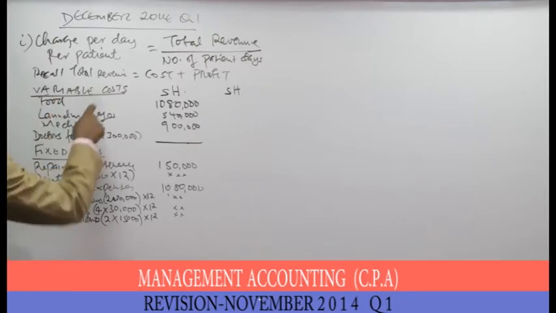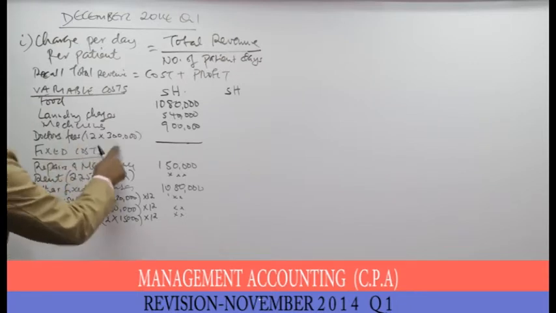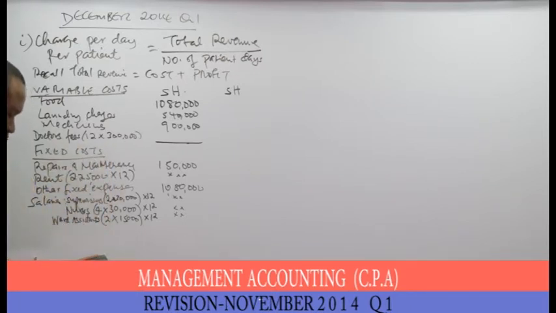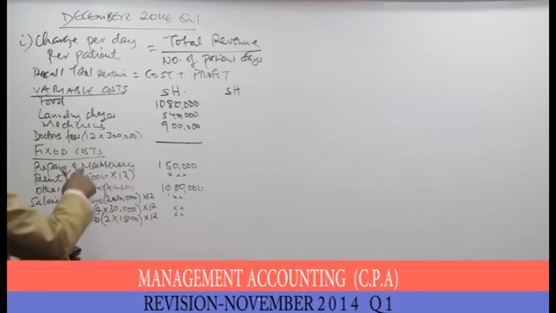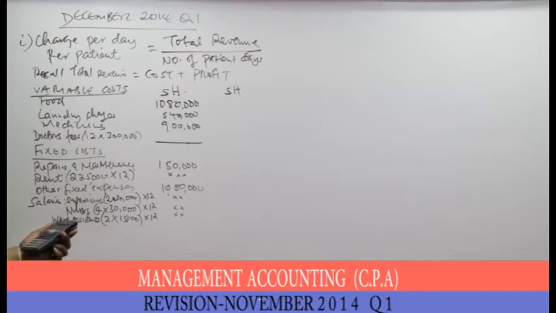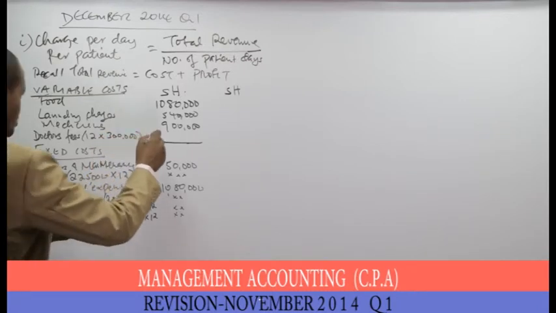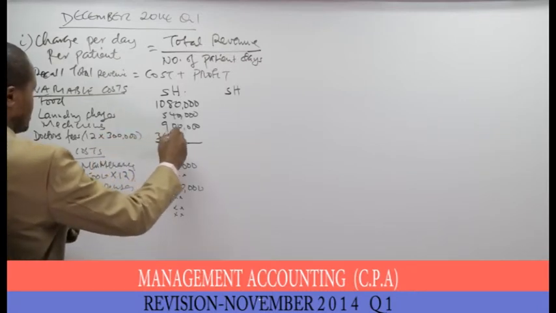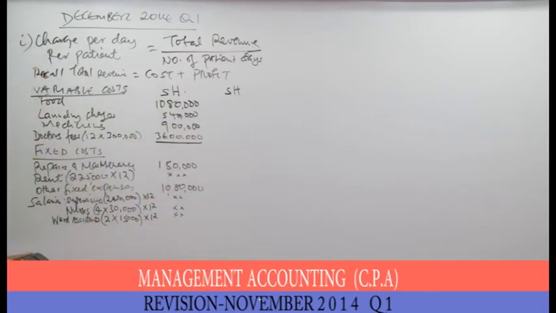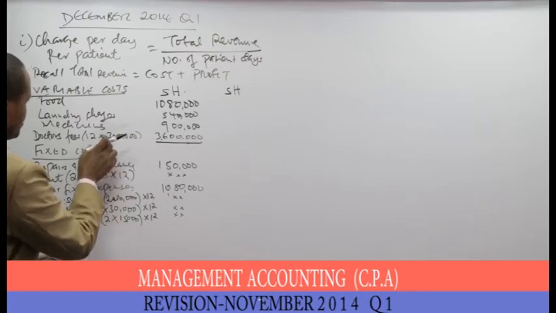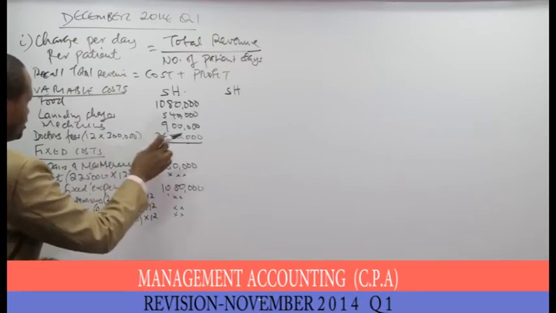These are variable costs. We can sum the variable costs. Doctors, remember, they are paid 300,000 per month, times 12. You can see the amount doctors are getting from this hospital. The total aggregate for doctors is 300,000 per month. Then times 12, you have per year.